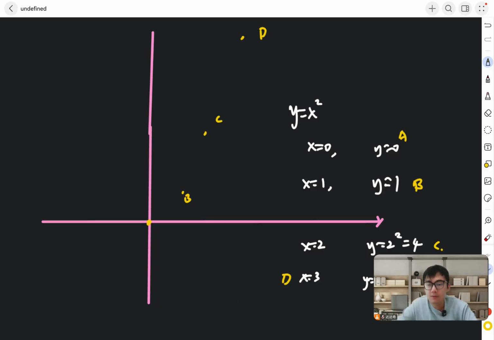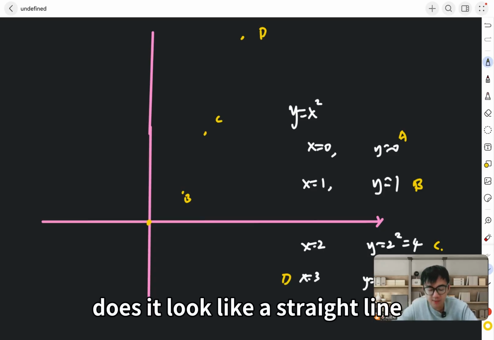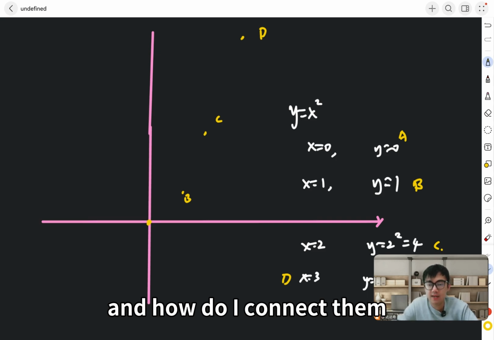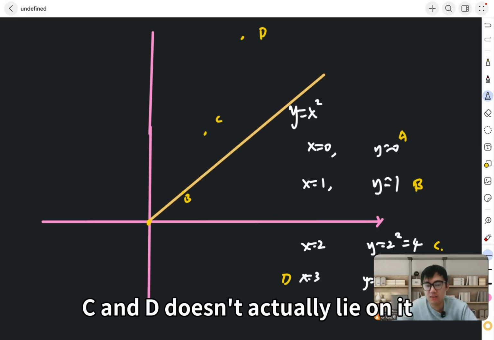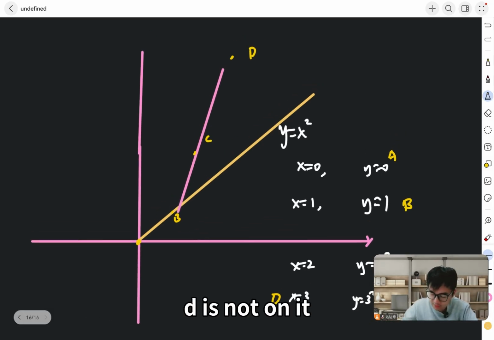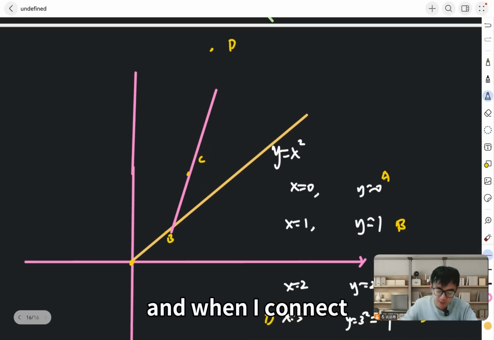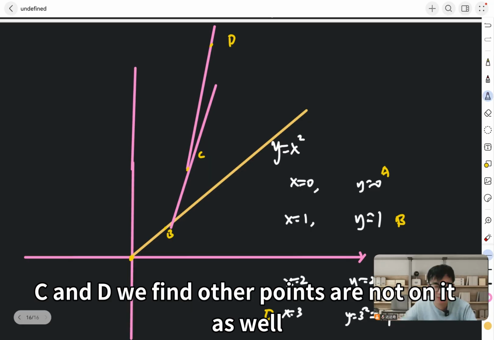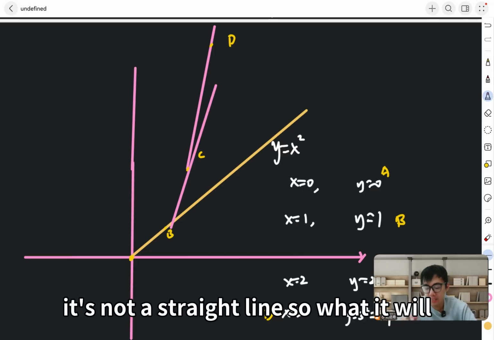So is this function linear? Does it look like a straight line? And how do I connect them? Well, here's a tip. You can try to connect 2 points together, and you see C and D doesn't actually lie on it. So it's not a straight line. Similarly, if you try to connect B and C, we find D is not on it. And when I connect C and D, we find other points are not on it as well. So the most intuitive way to say it, it's not a straight line.